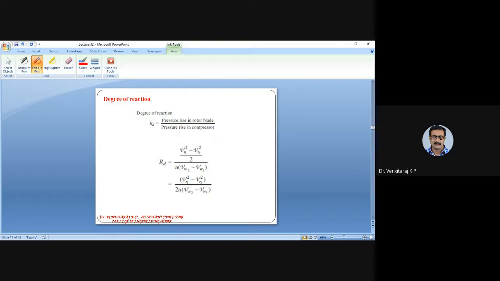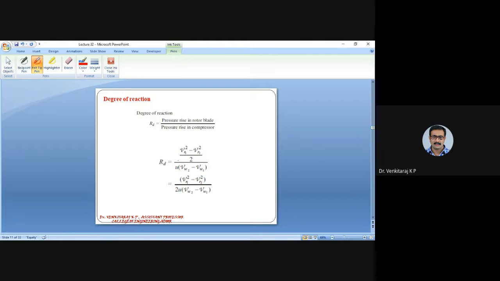The compression is actually partly taking place in the stator and partly taking place in the rotor. So the incoming air is first compressed when it flows over the stator blade. Then the remaining compression is happening in the rotor. And that ratio between the pressure rise in the rotor to the total pressure rise in the compressor is called the degree of reaction.